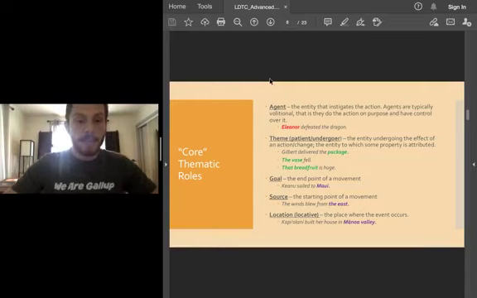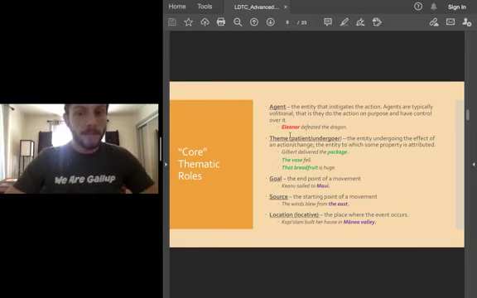So the agent, broadly speaking, is the entity that instigates or starts the action or event. Agents are typically volitional, which means that they do the action on purpose and they have control over the action. So, for example, in the sentence, Eleanor defeated the dragon, Eleanor, highlighted in red here, is our agent. She is the one instigating the action, she is volitional in the act of defeating the dragon, and we should hope she has control over that process.